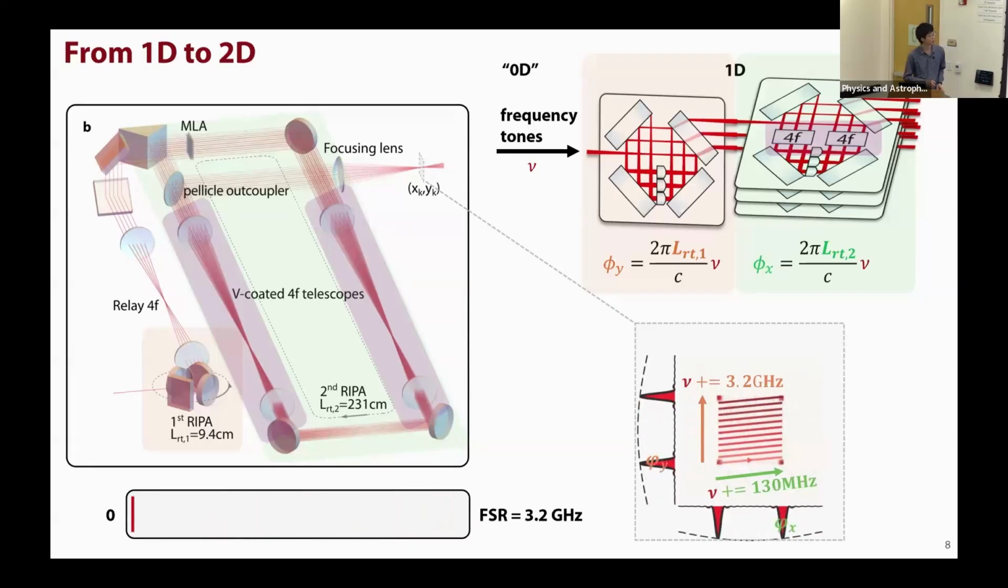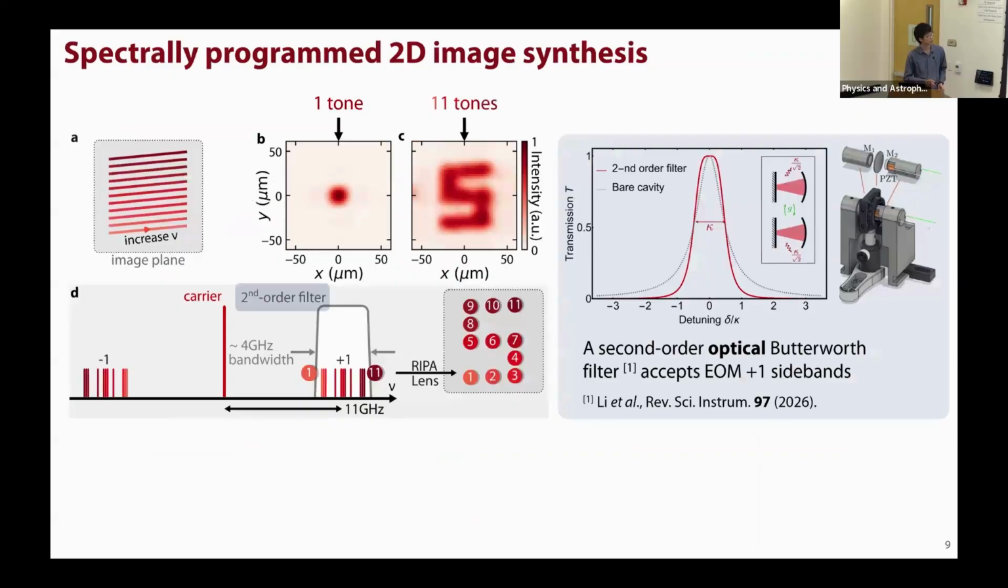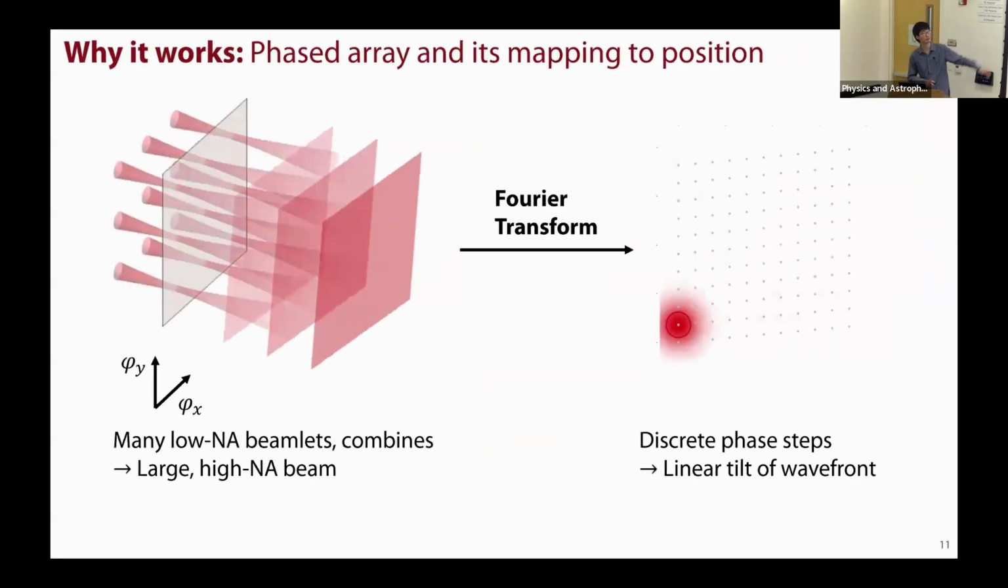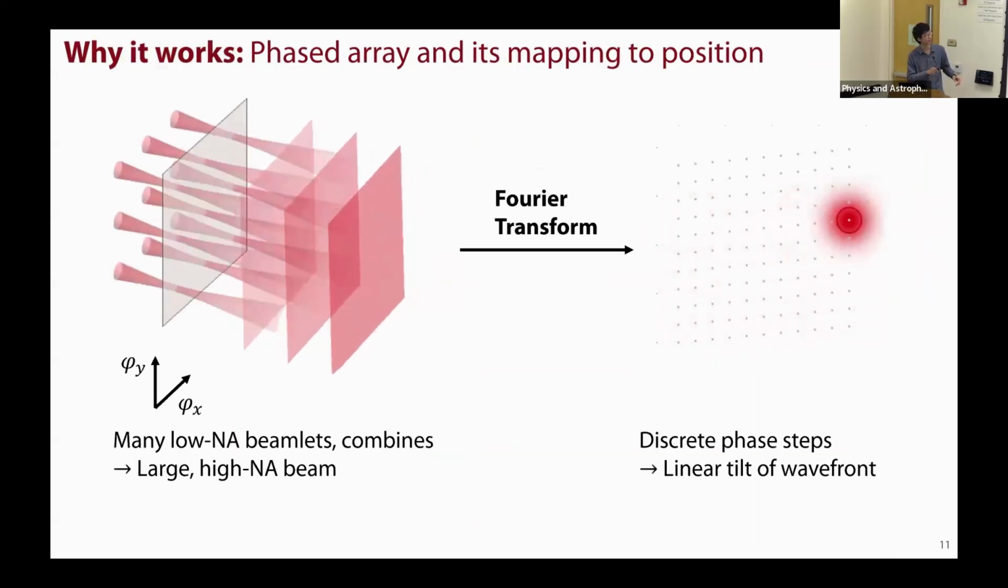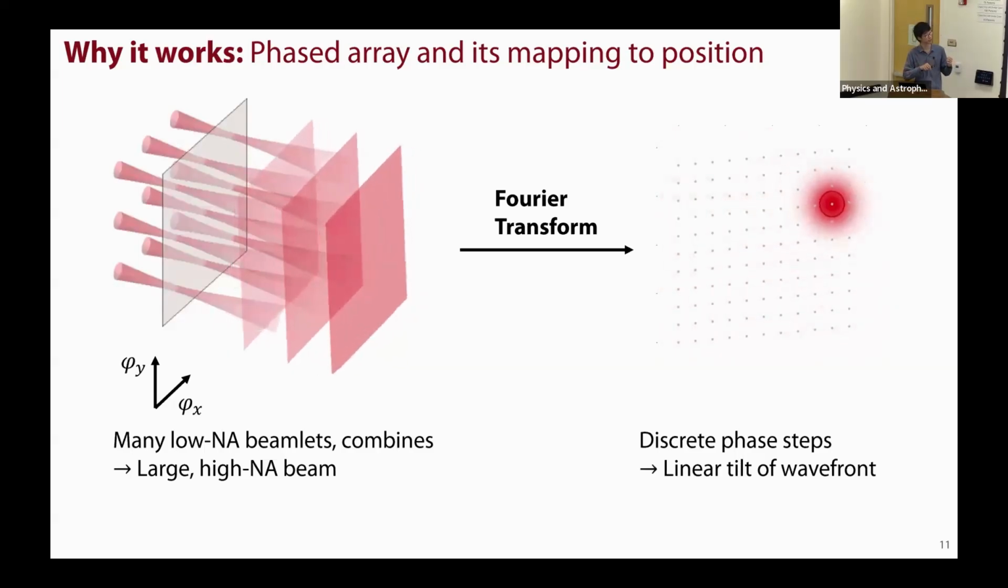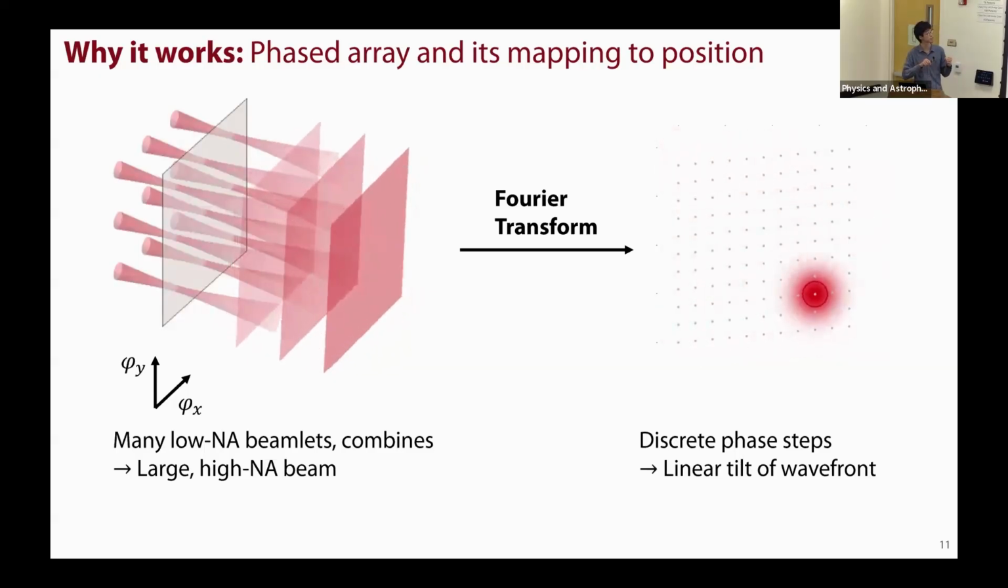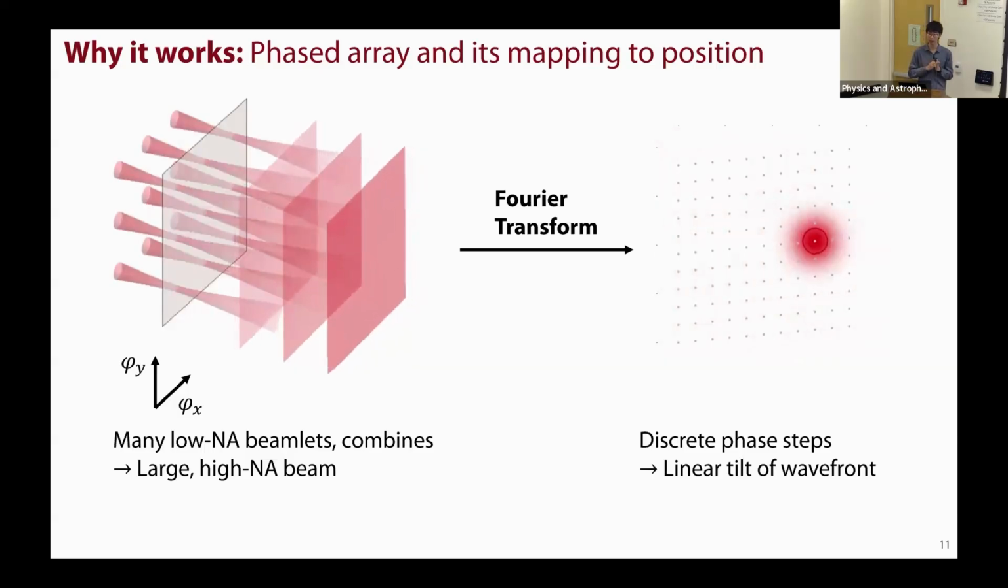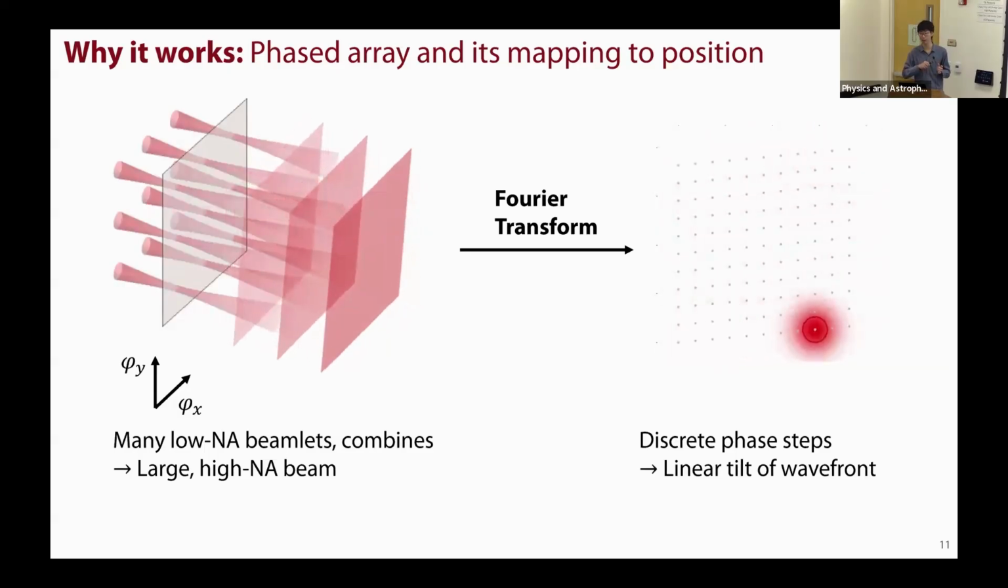No, so this is a key concept of this. The RIPA phase array is a bunch of low NA beams, and the NA of the actual focused interference is proportional to the transverse size of this phase array, which is not the NA of each small beamlet. So you can change your focal length without changing the properties of this phase array. Yeah. Thanks.